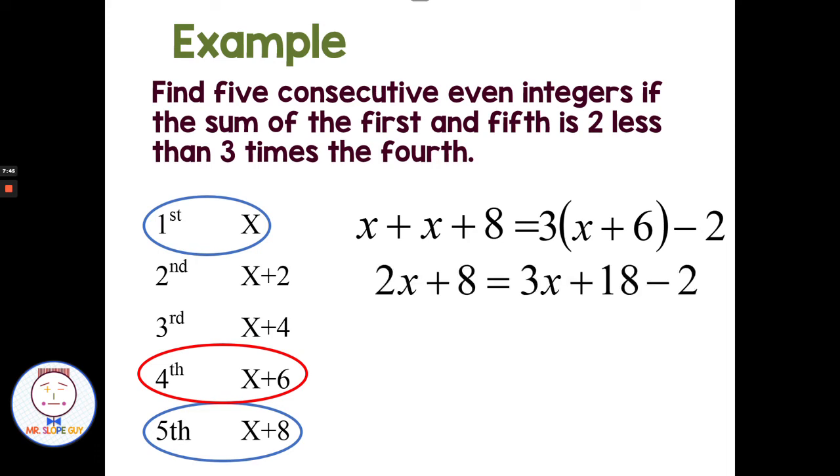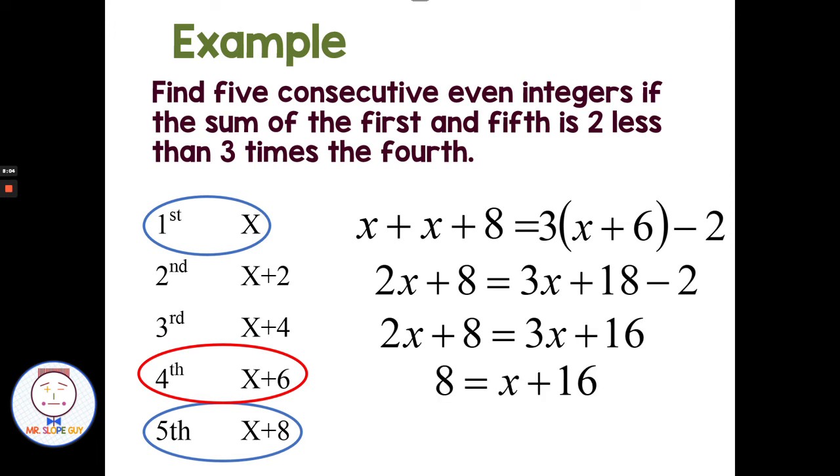We can combine like terms. We can distribute the 3. 3 times x is 3x. 3 times 6 is 18. Bring everything else down. 18 minus 2 is 16. Then we can get all the x's to one side. I have 2x on the left side, 3x on the right. I can subtract 2x from both sides and subtract 16.